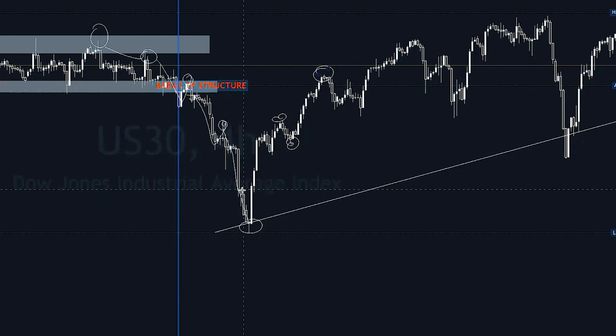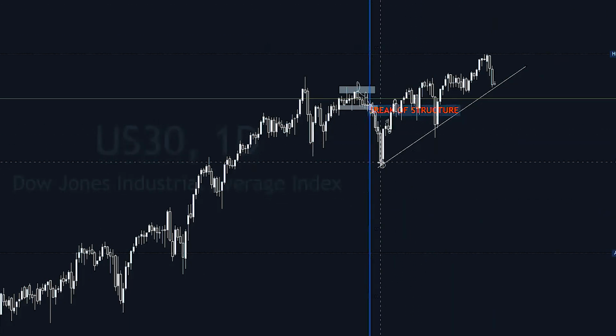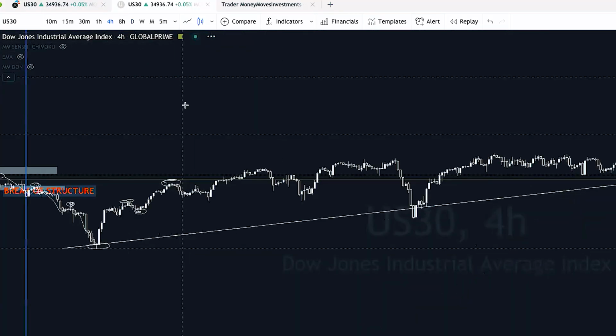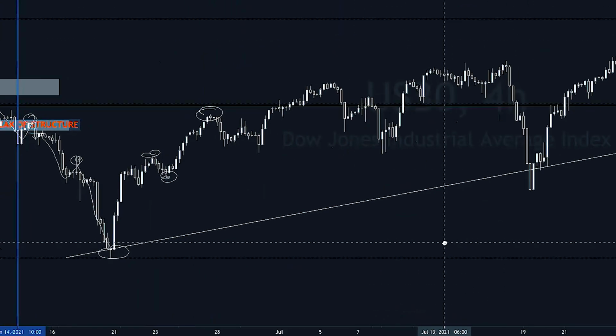Can you trade this? Absolutely, right? Because what you want to do is, since we identified all of this previously from our daily, we identified this push down and we got that break of structure. When we drop down to the lower time frames, we can actually enter on even lower time frames, right?